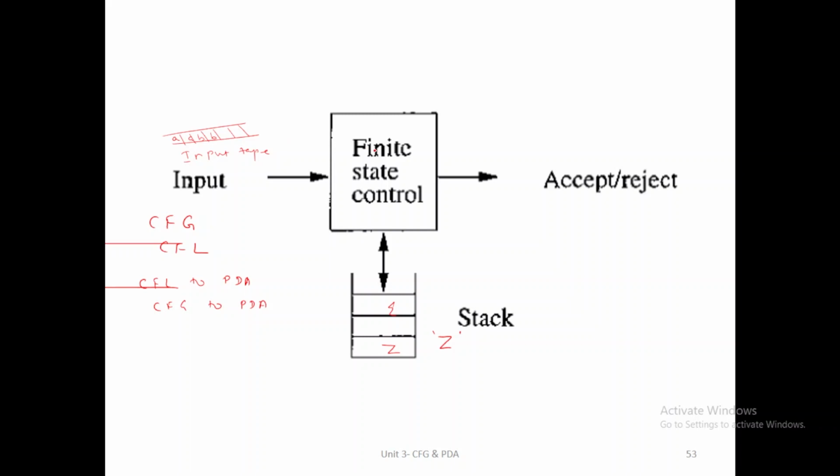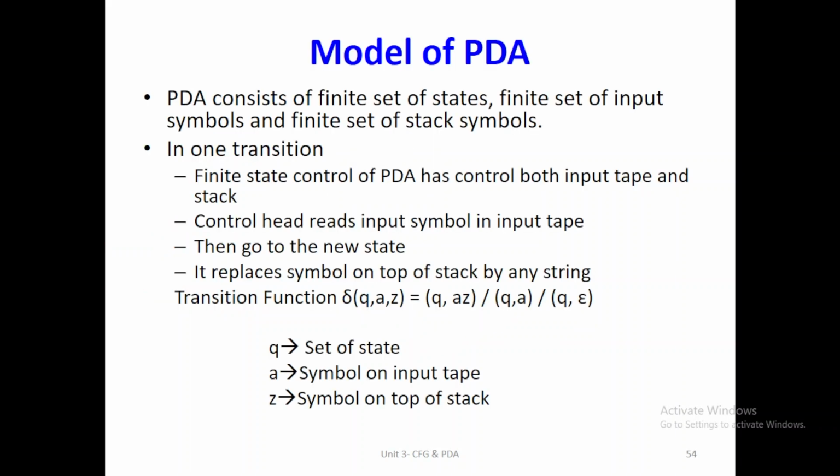At a time, the finite state control will read only one cell, and it will process some operations based upon the topmost value on the stack. After that, it will scan all the input values from the input tape. Then it will accept that string or reject it. So this is the basic operation behind a push-down automata.